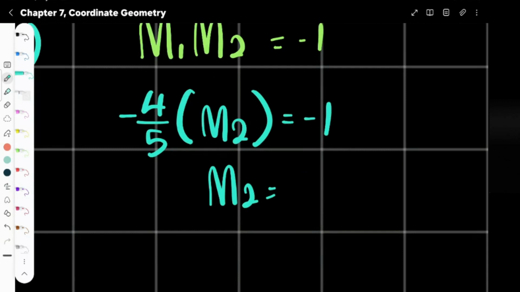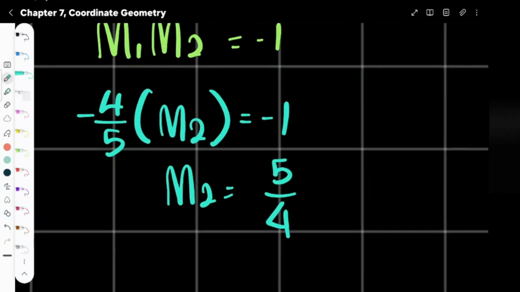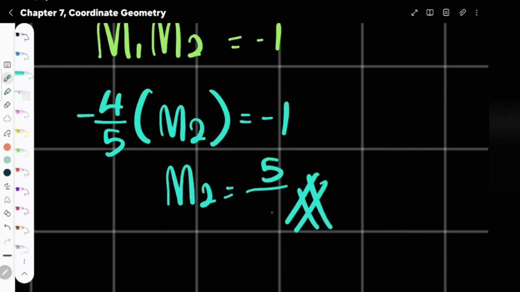You will get negative 5 over 4. Is it? Oh, sorry, positive. Negative divided by negative, yeah, you get 5 over 4. Let's see here. Because if you were to times this, just to prove, 5 over 4 times negative 4 over 5, yeah, you get negative 1. So the M2 will be 5 over 4. So that's the gradient for the straight line.